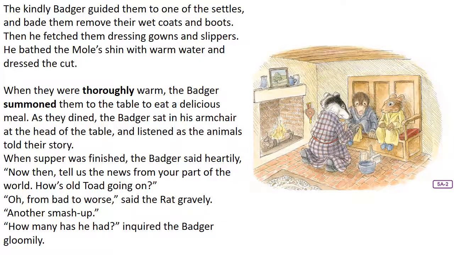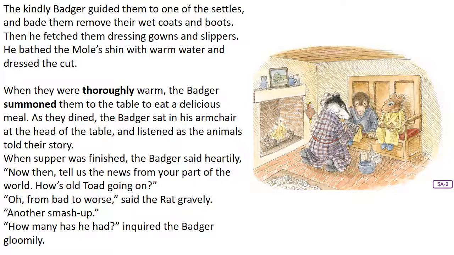The kindly Badger guided them into one of the settles, and bade them remove their wet coats and boots. Then he fetched them dressing gowns and slippers. He bathed the Mole's shin with warm water and dressed the cut. When they were thoroughly warm, the Badger summoned them to the table to eat a delicious meal.